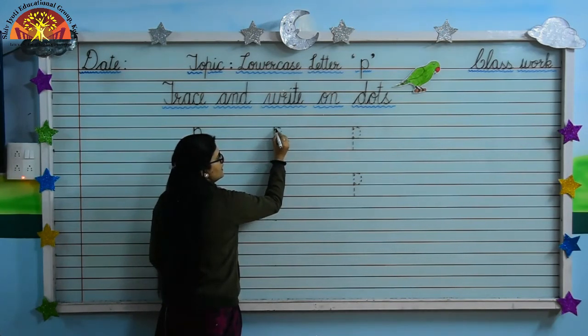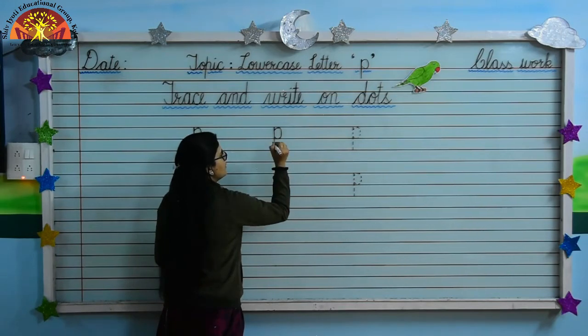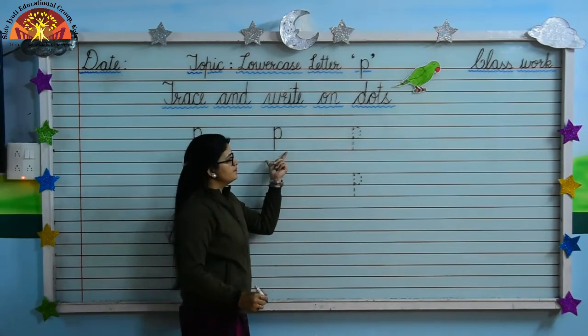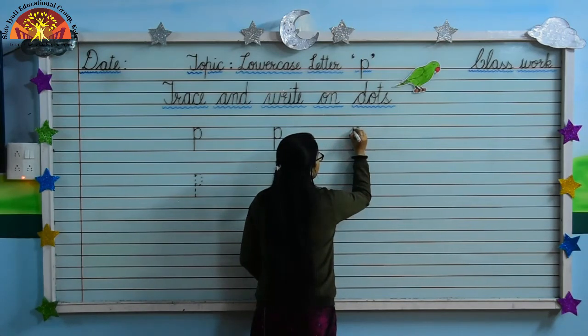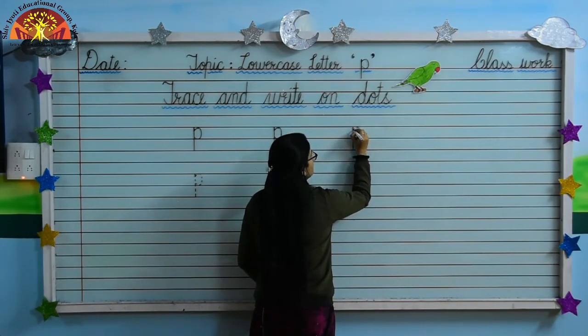Now we will draw a small curve below the starting point very slowly like this. Lowercase letter P. Write it again. Put your pencil here. Draw standing line. Now we will draw a small curve below the starting point like this.